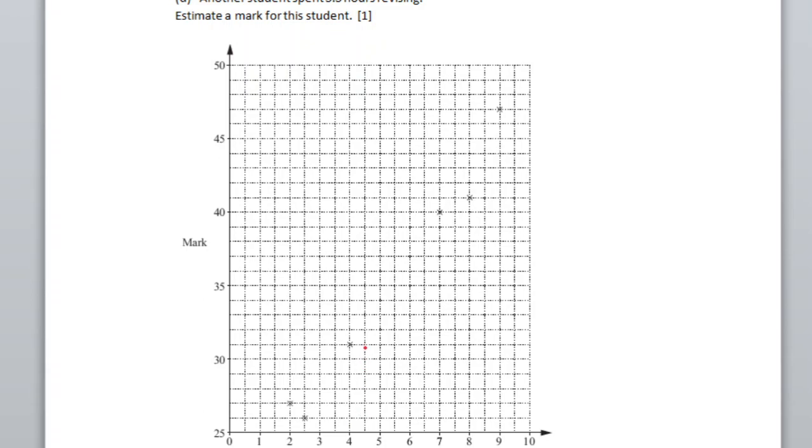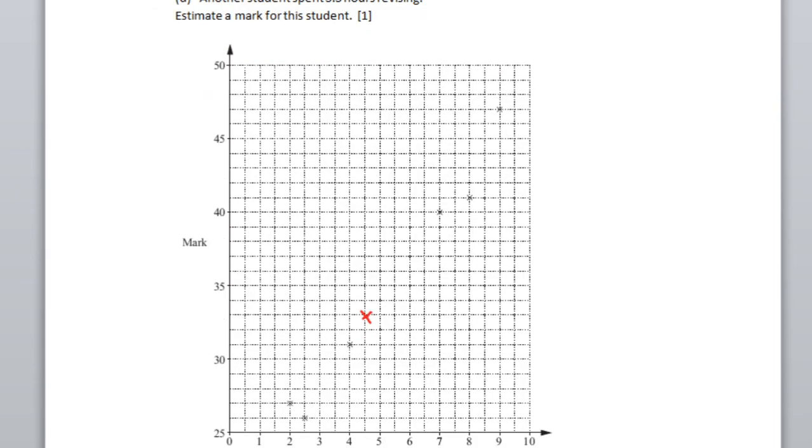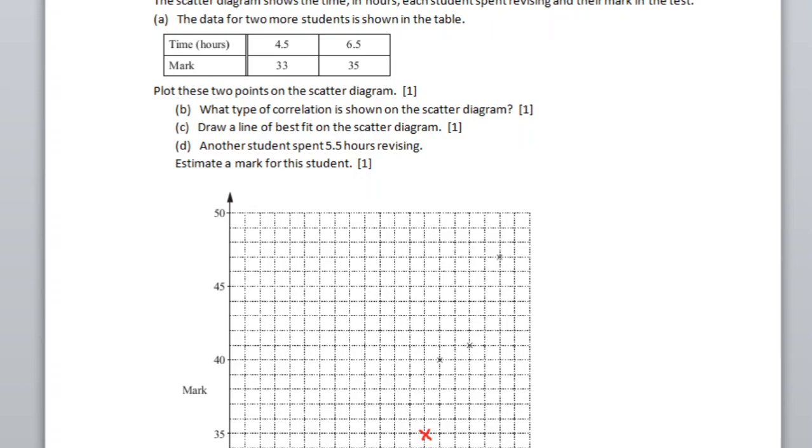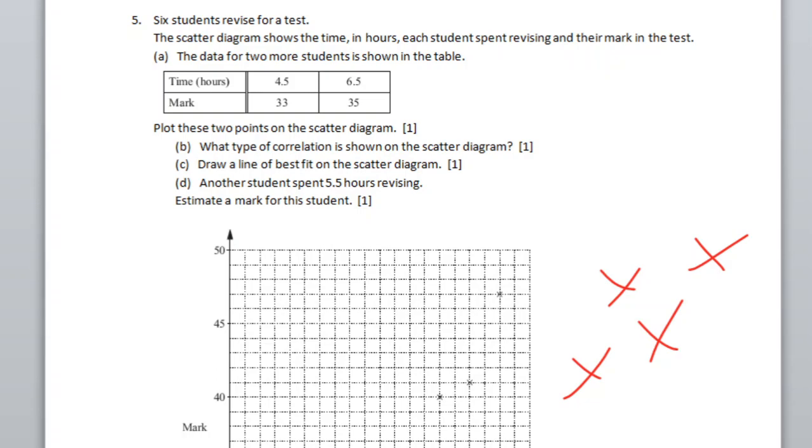This is 30, this is 31, this is 32, this is 33, and the next point is 6.5 comma 35. So 6.5 is here, comma 35 is here. Done with part A. Part B, what type of correlation is shown since the points are going upwards? So we'll say a positive correlation. Answer for part B is positive correlation.